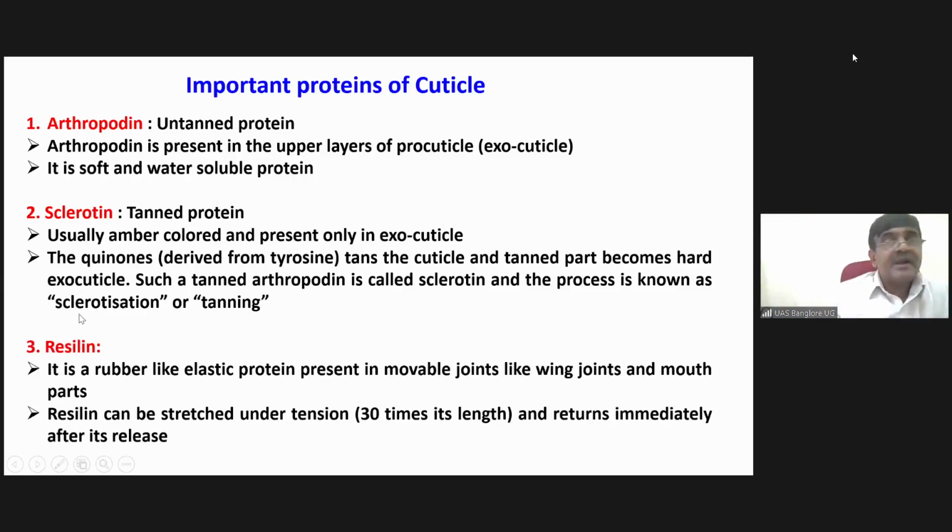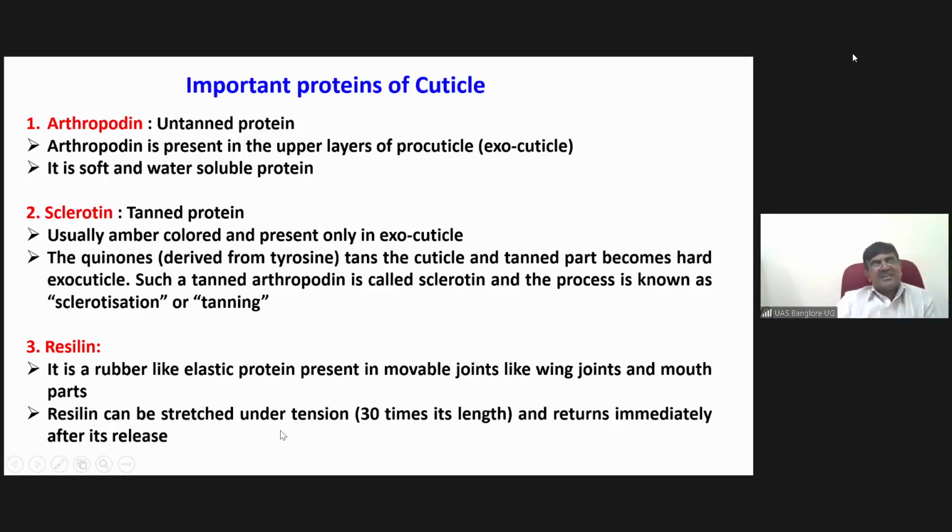The third important protein is resilin. So this is a rubber-like elastic protein. All of you know the meaning of rubber. Rubber means stretchable. So resilin is a rubber-like elastic protein, usually present in the movable joints of wings and the mouth parts, especially in the wing joints and mouth parts.